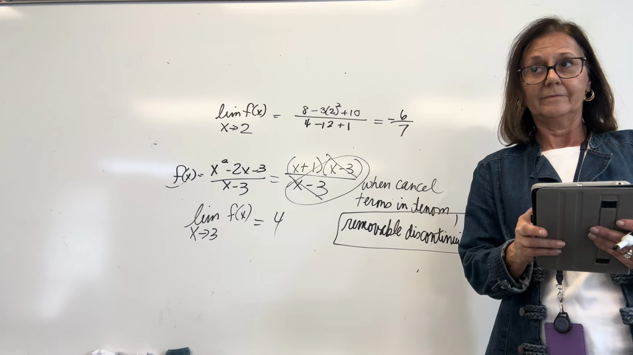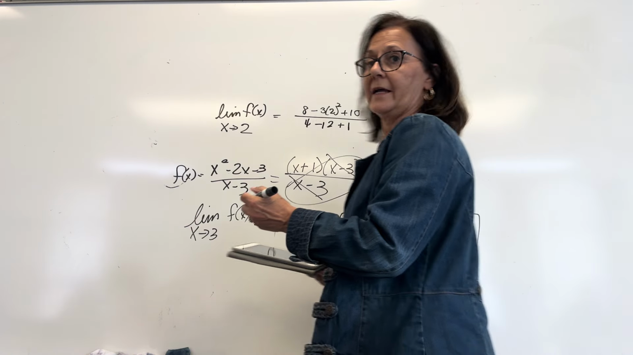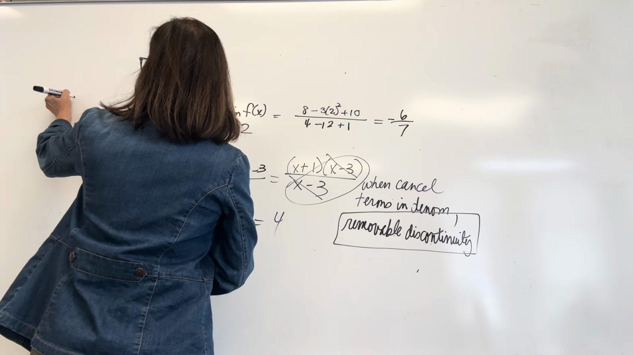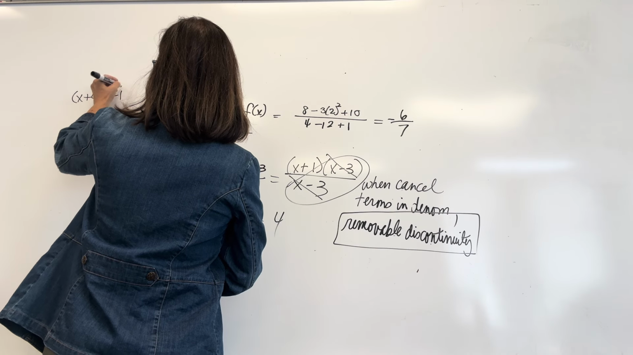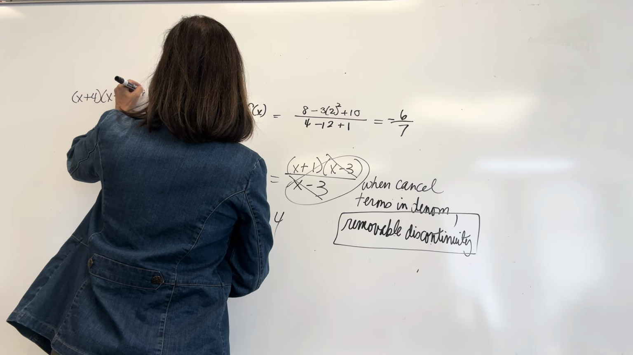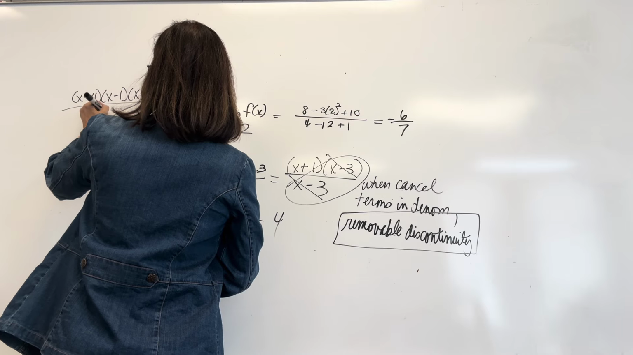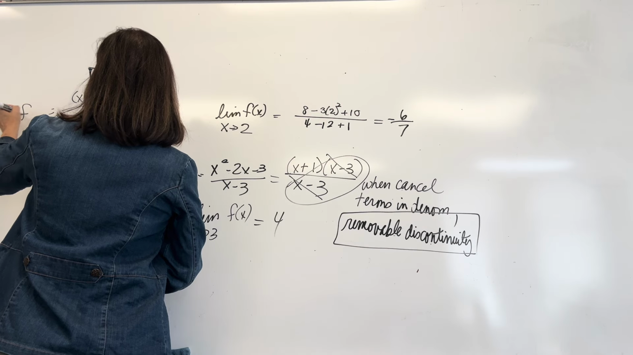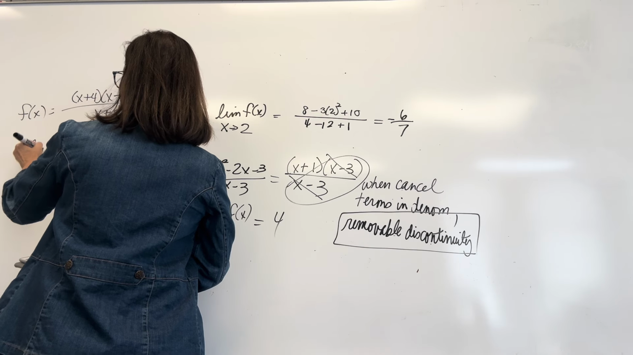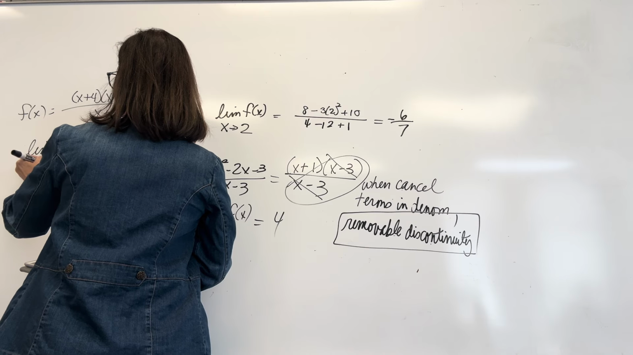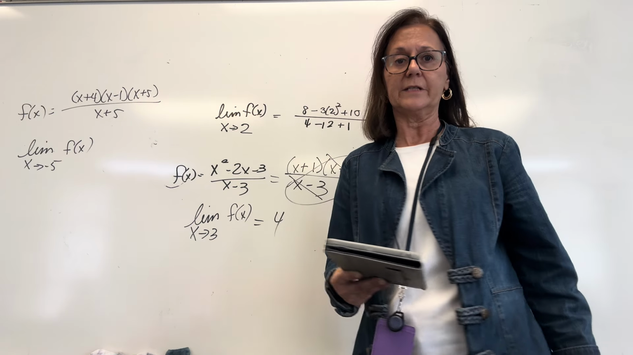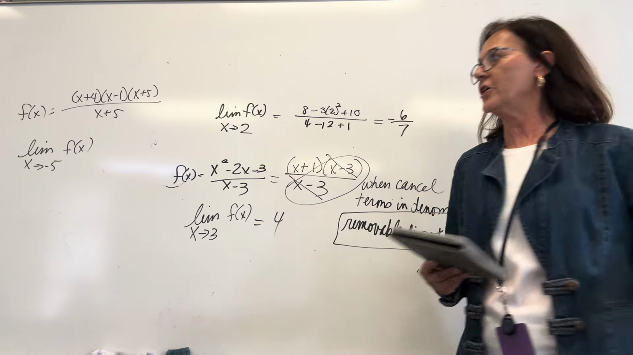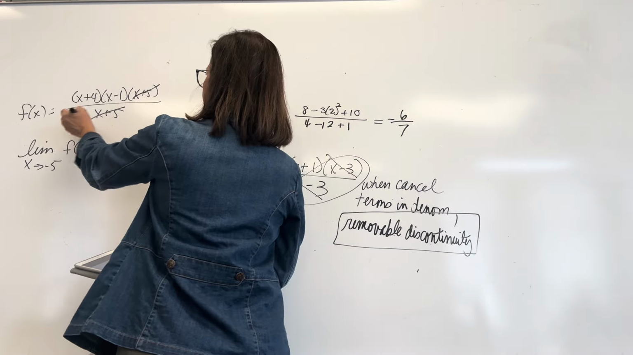Got it? Okay, let me just make up one. What if I had x plus 4 times x minus 1 times x plus 5 over x plus 5? That's my f of x. And I ask, what's the limit as x approaches -5 of that function? Do I have a removable discontinuity? Yes, I do. How do I find the limit?